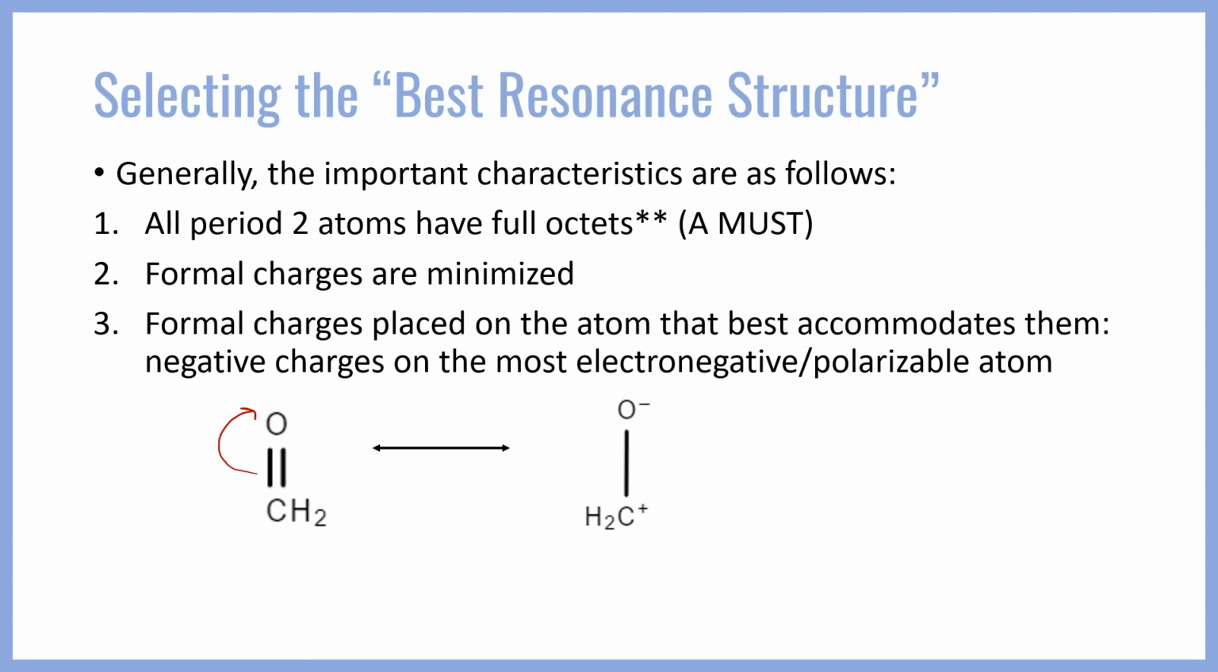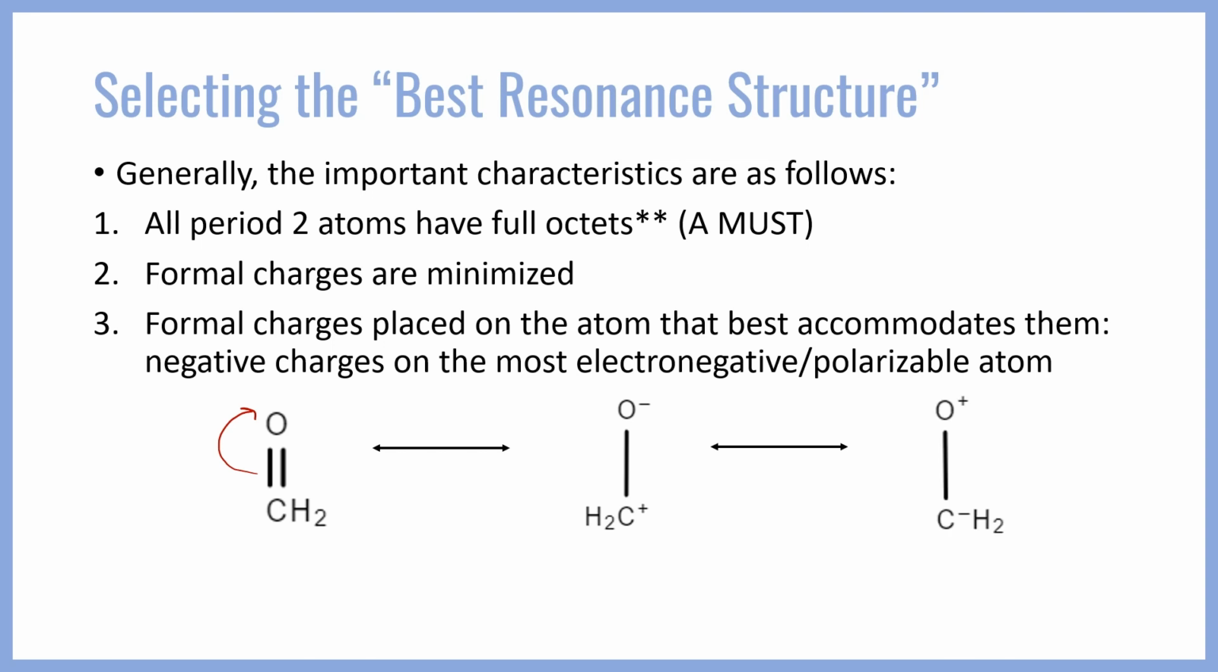We can represent that as the bond moving onto the oxygen to give it a negative charge. This resonance structure is going to be less strongly contributing than the one on the left, because while the oxygen has a full octet in both cases, the carbon does not in the second case. And also, we've created formal charges. So we're violating the first two rules, so this is not going to be a very significant resonance structure.